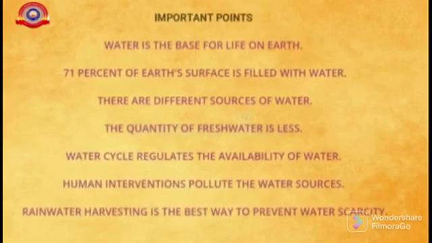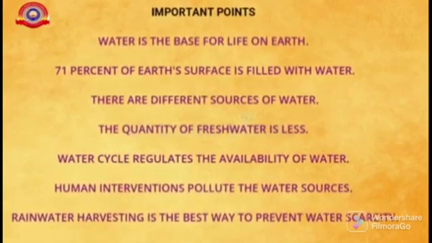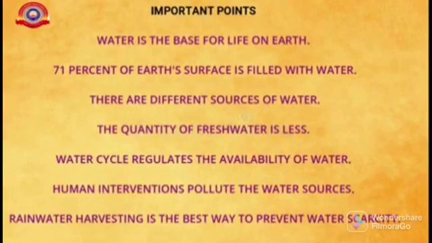Let's see the important points. Water is the base for life on Earth. 71% of Earth's surface is filled with water. There are different sources of water. The quantity of fresh water is less. The water cycle regulates the availability of water. Human interventions pollute the water sources. Rainwater harvesting is the best way to prevent water scarcity.